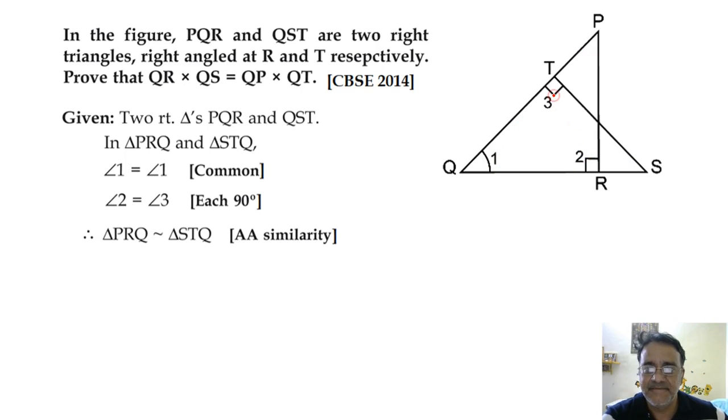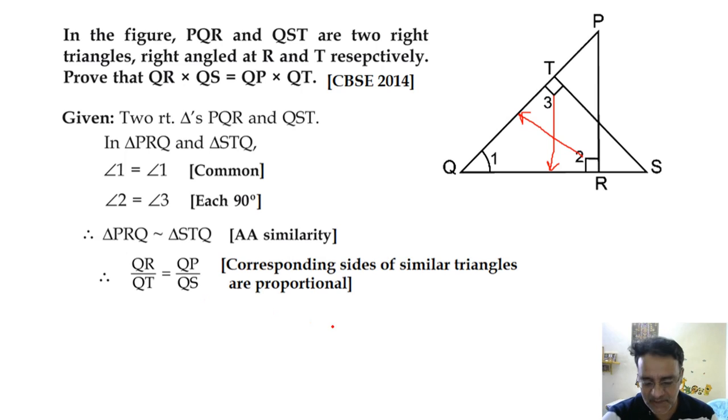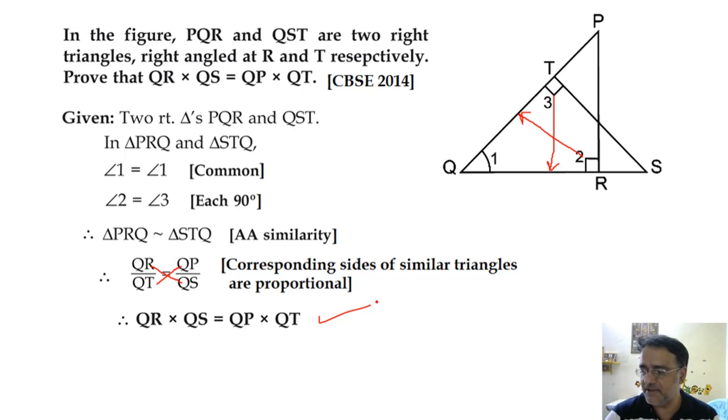And angle 3, QS. Angle 2, QP. Fine. So QR upon QT is equal to QP upon QS. Why? Because corresponding sides of similar triangles are proportional. Now if you cross multiply, you will get the answer. Any doubt in this question?